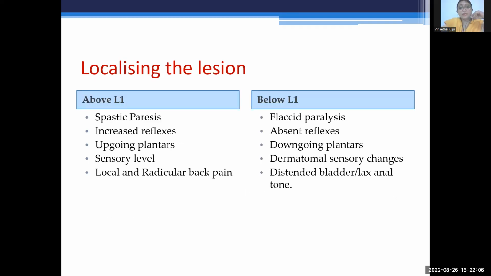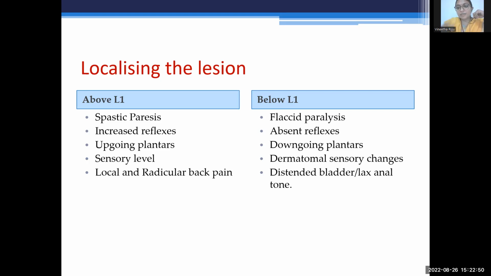So whether the lesion of your patient is above L1 or below L1, just with clinical history and clinical examination, we will be able to understand where the lesion is. So if your patient is presenting to you with spastic paresis or increased reflexes on examination, and you find that the plantars are also upgoing, and you check for the sensory level and you see impairment, and the patient is also having a local and a radicular back pain, now with this, it's almost towards a lesion which is above L1.